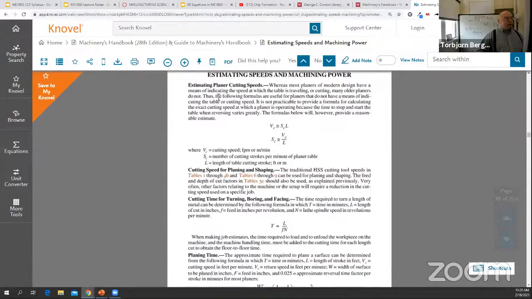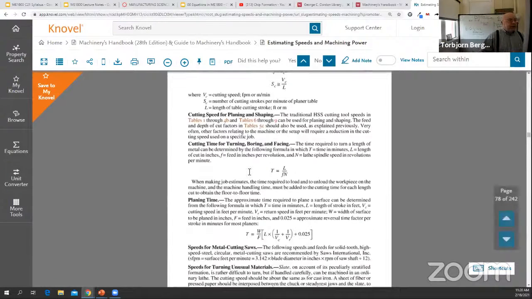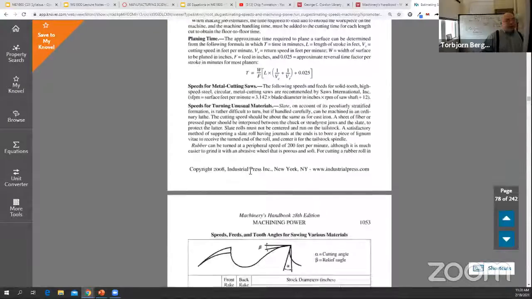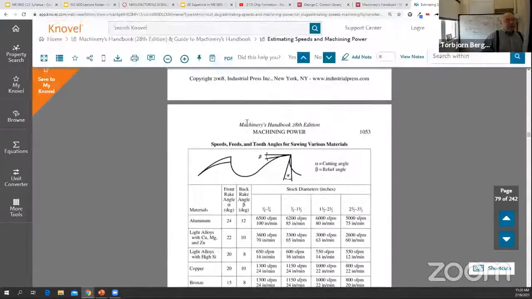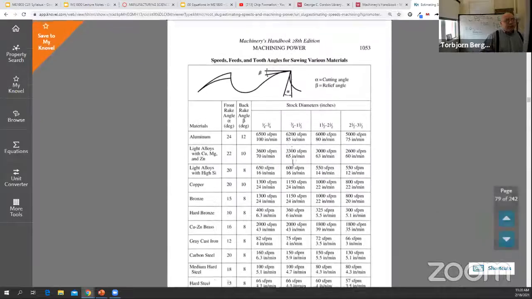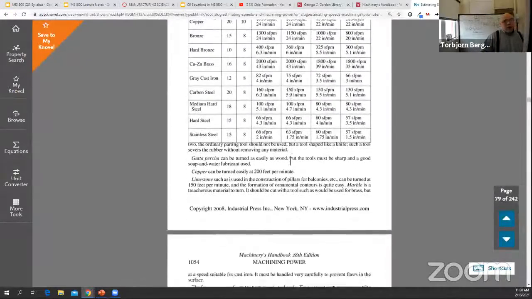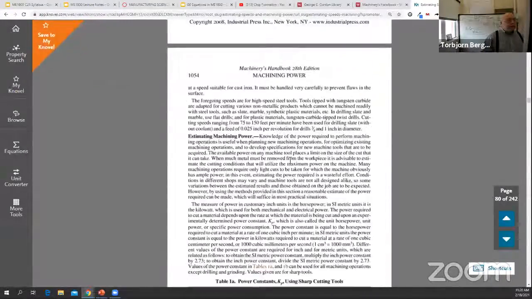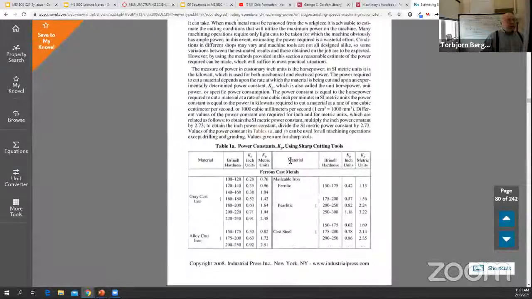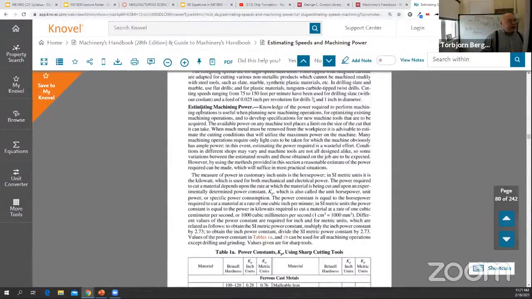So there are different kinds of cutting operations. There's some information here about planing and shaping. We're not doing planing and shaping, so we can go past that. There's some information here about saw cutting. We're not doing that, so we're going to go past that section. And estimated machining power.